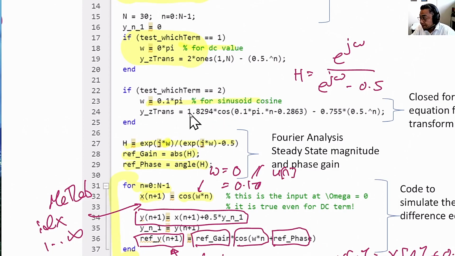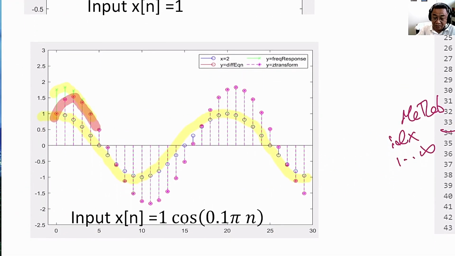What about for the sinusoid at 0.1 pi? This is 1.829. You'll realize that this is the steady state response gain, and this is the steady state response frequency phase shift. What about this guy? Again, 0.5 to the power of n. When n tends to infinity, this guy goes to 0. So this is the term for the transient condition that can be calculated using the Z transform. And this term dies down after, in our example, about 5-6 samples. Okay, that's it. Thank you.